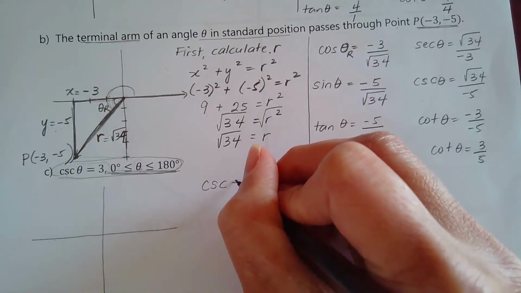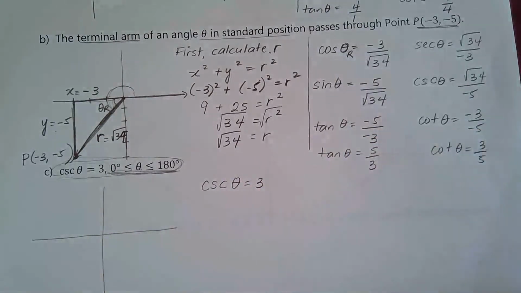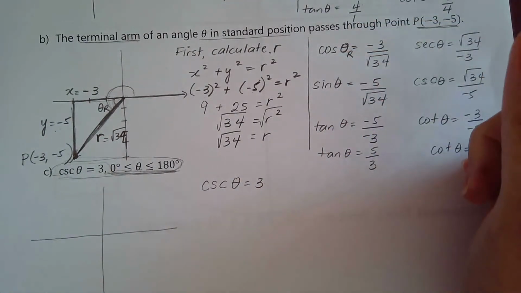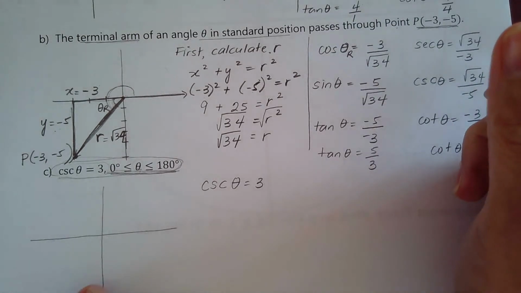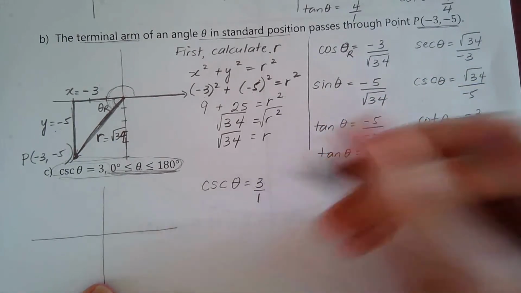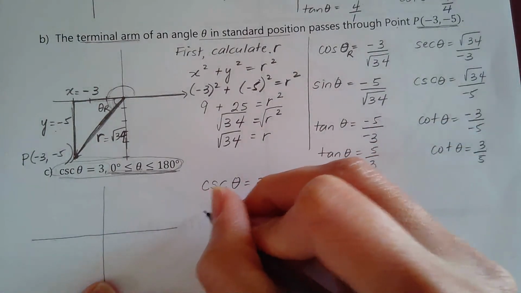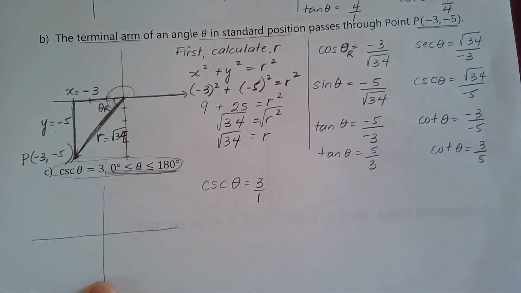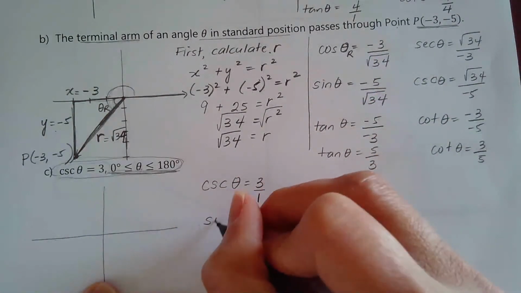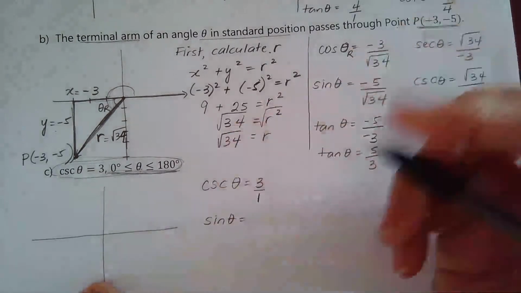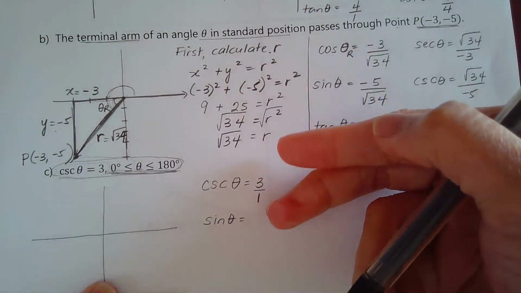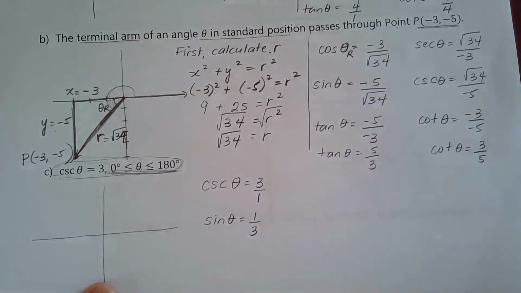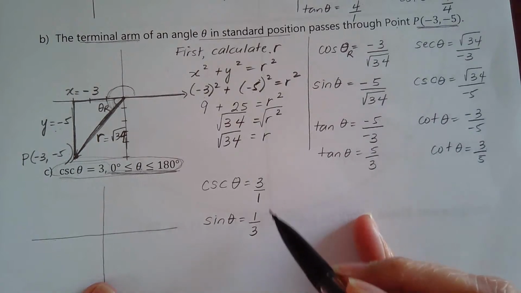So we know that the cosecant is equal to 3. Well, what's cosecant? Cosecant is the reciprocal of sine. So if there's nothing in the denominator, we're just going to put 1. So now, because we know cosecant is 3, we could figure out the sine. So sine theta must be the reciprocal. If you take the reciprocal of this, we're back to sine. So sine is 1/3. Well, what does that mean?